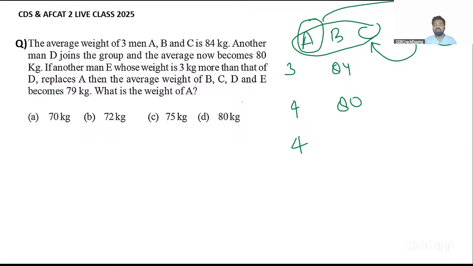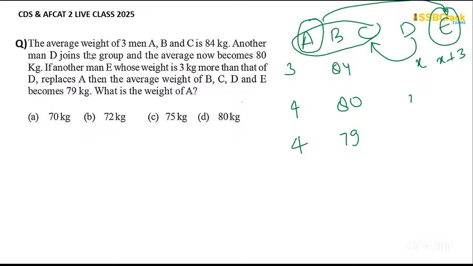Suppose his weight is X, then his weight is X plus 3. Then the average weight becomes 79. What was the weight of A? It is asking. Okay, so let's do this.